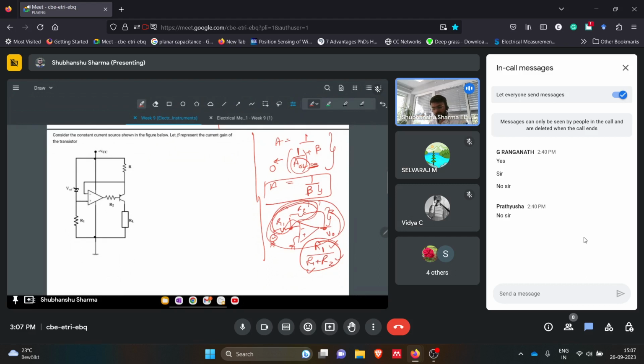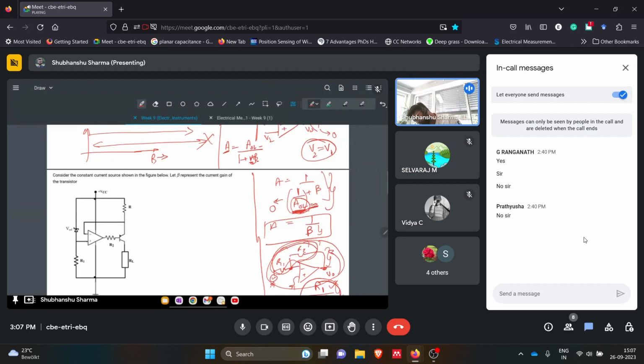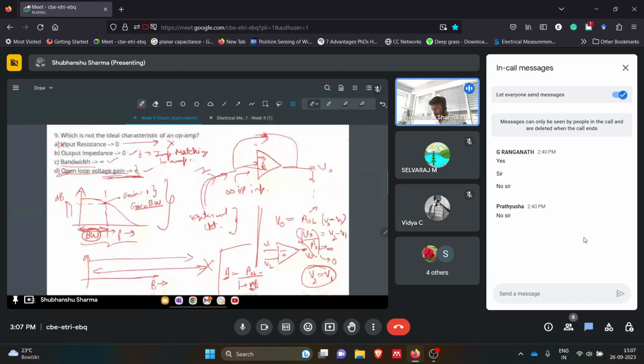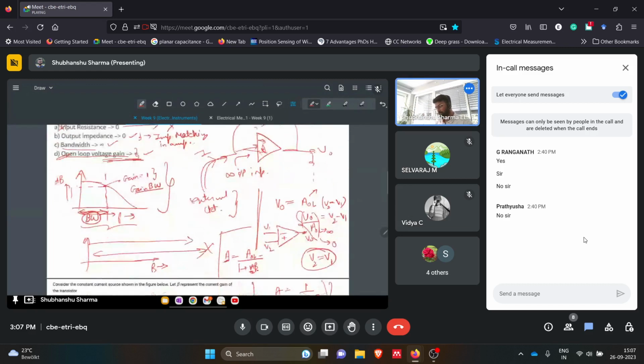But if AOL was not infinite, if it was some limited value, then it will interfere in the closed loop gain. That means although we will be changing these resistance values, it will still be affected by this AOL if it is not infinite. So that's why this open loop voltage gain should be infinite. This is one more thing to keep in mind.